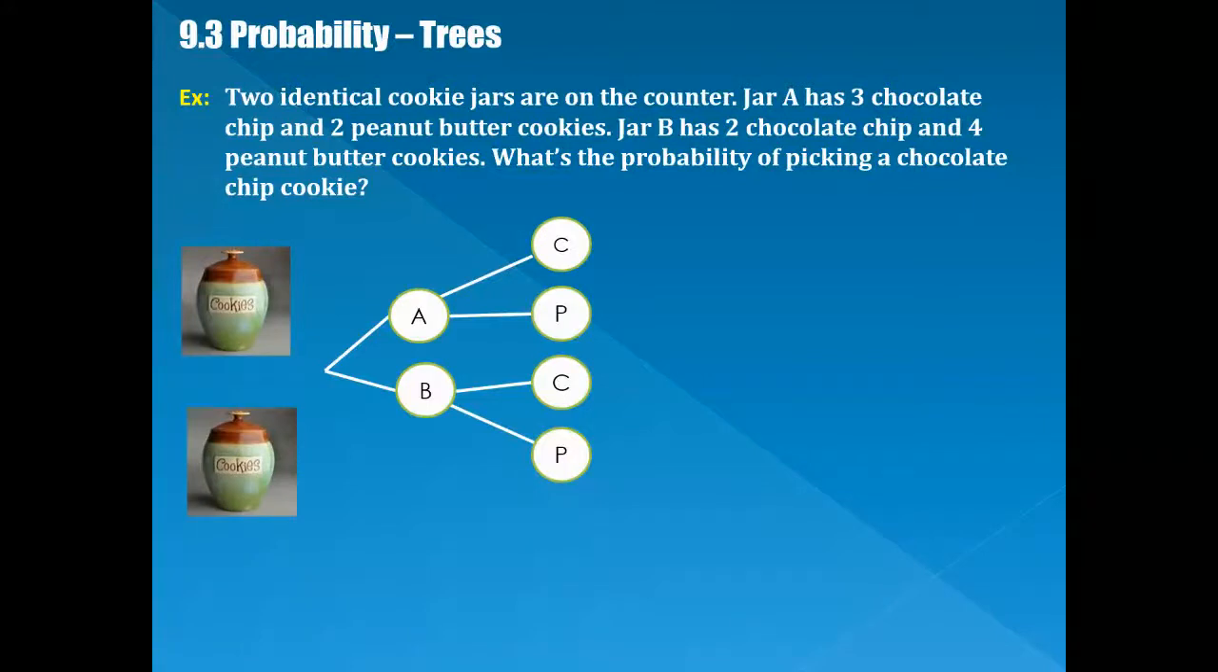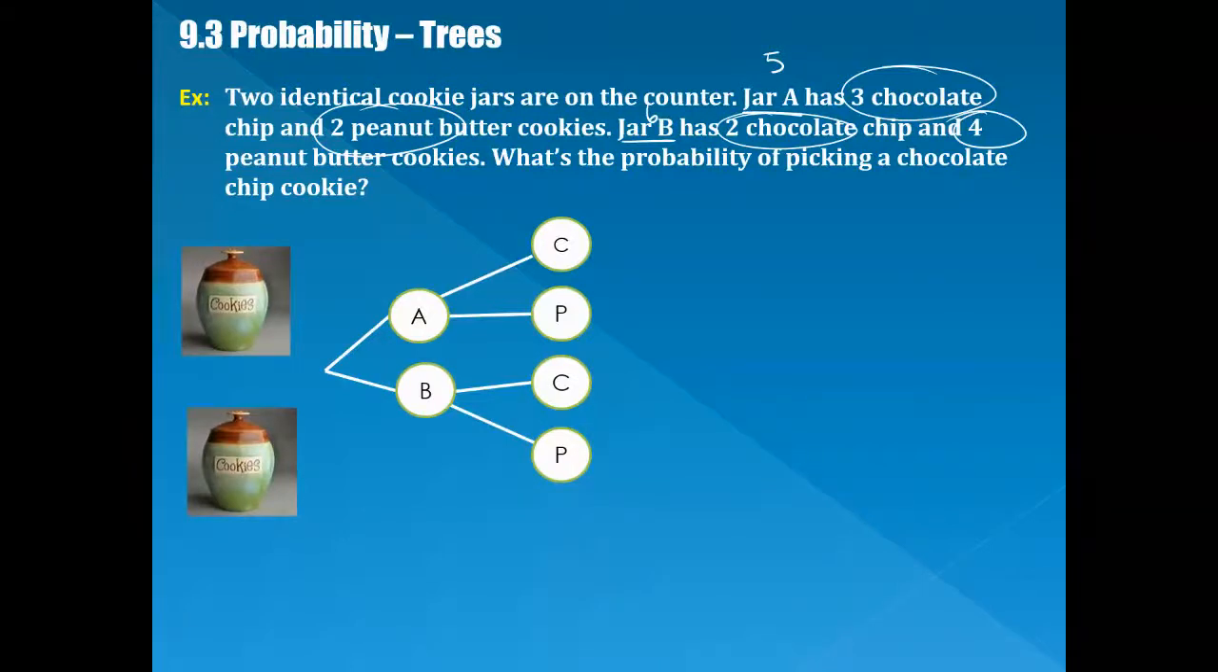So let's see. 2 identical cookie jars are on the counter. Jar A has 3 chocolate chip and 2 peanut butter. Jar B has 2 chocolate chip and 4 peanut butter. What's the probability of picking a chocolate chip cookie in general? So not from a specific jar. I'm going to start over here, and we're going to add some probabilities. There are in jar A 5 cookies and in jar B 6 cookies.